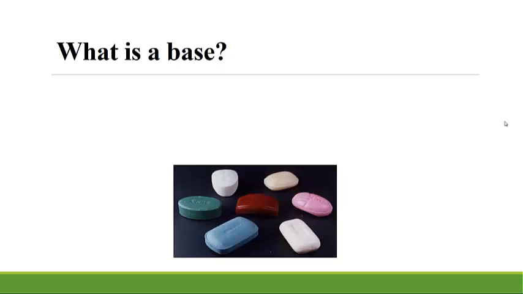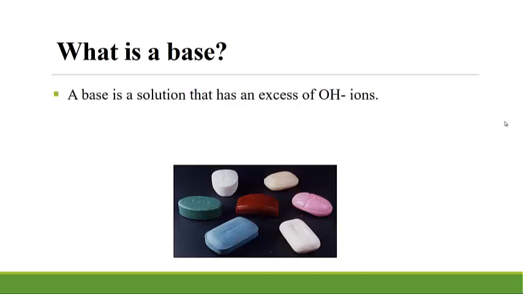Now the opposite of an acid is what we call a base. A base is a solution that has an excess of the hydroxide, the OH minus ions. Acids have hydrogen ions, bases have hydroxide ions. Another word for base is alkali. So you've maybe heard of alkaline batteries as a good example of basic.